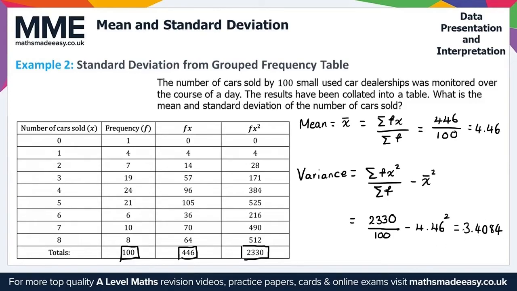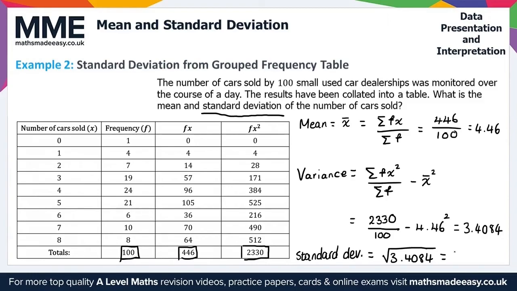But remember, and just be slightly careful here, we're looking for the standard deviation for this question. Just remember the relationship between the standard deviation and the variance. If we've got the variance, we just need to take the square root to get the standard deviation. So for the standard deviation, this is just equal to the square root of the variance, so the square root of 3.4084.